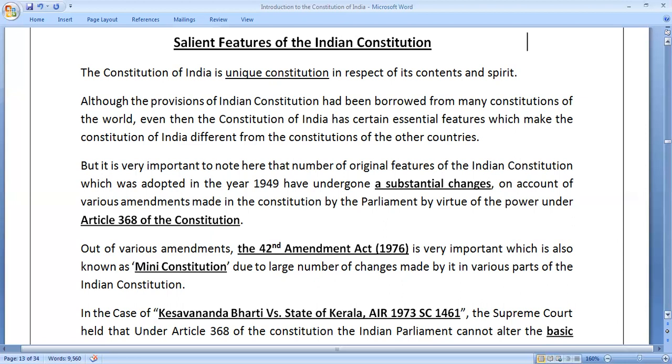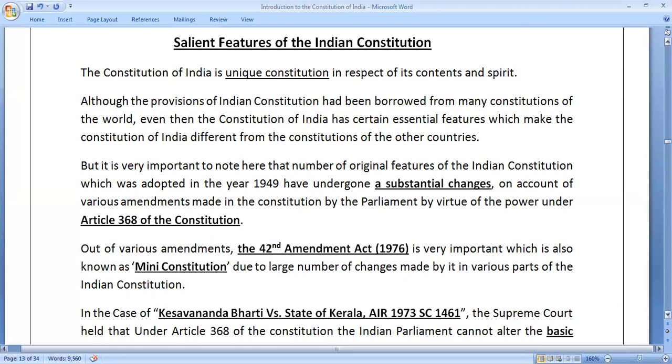Out of the various amendments, the 42nd Constitutional Amendment is a very landmark amendment, because the 42nd Amendment Act 1976 is called the mini constitution, as a large number of changes were made in the Indian Constitution during the 42nd Constitutional Amendment.